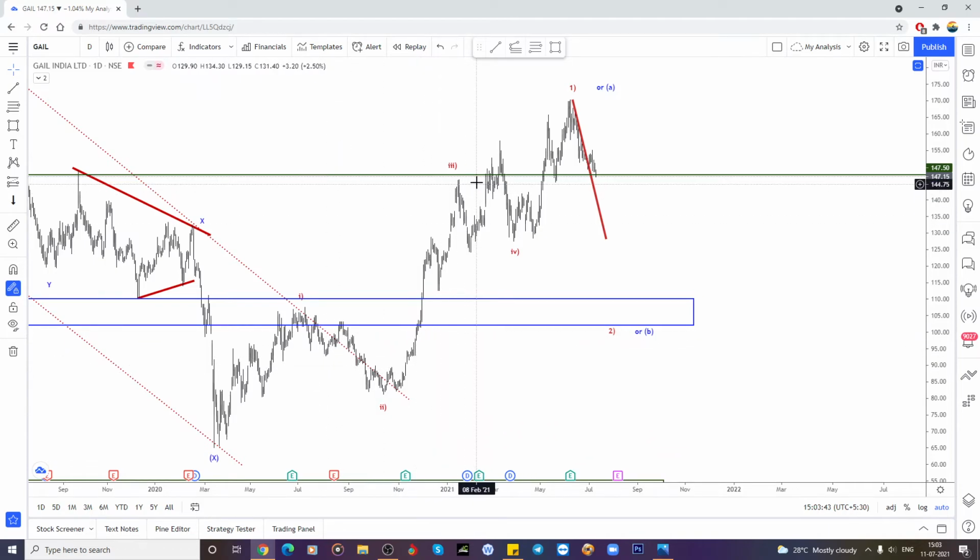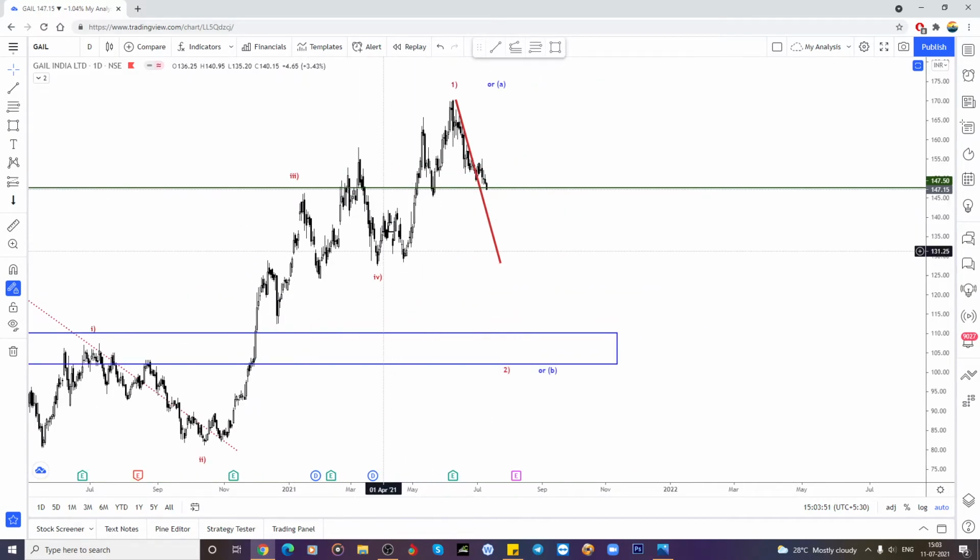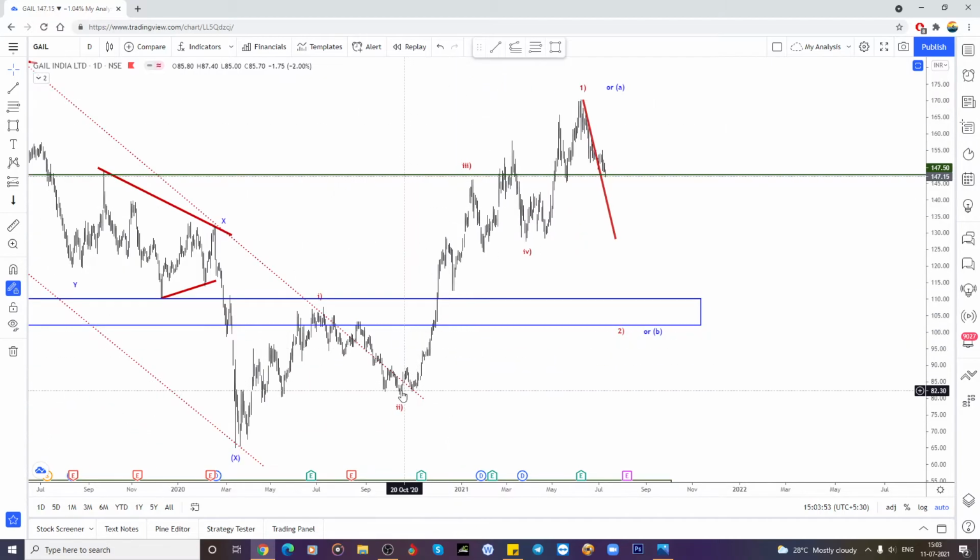1, 2, so 3, 4 and 5. So here 1, 2, 3, 4, 5. And here also it's looking like 1, 2, 3, 4, 5. So I took this as a 1, 2, 3, 4, 5. So everything is in the five-way structure.